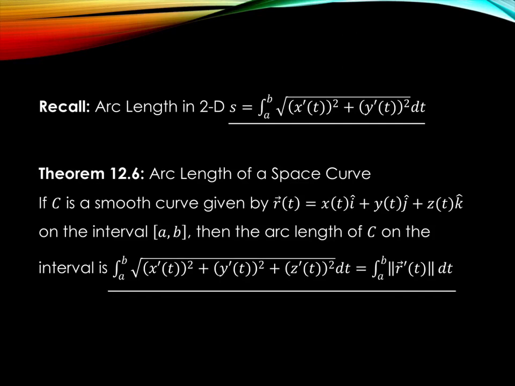So the first thing I wanted to remind you of is a formula that you've seen this semester, for arc length. This is in parametric form. So arc length in 2 dimensions for parametric form. We use the lowercase s, and this is the integral from a to b of the square root of x prime of t squared plus y prime of t squared dt.